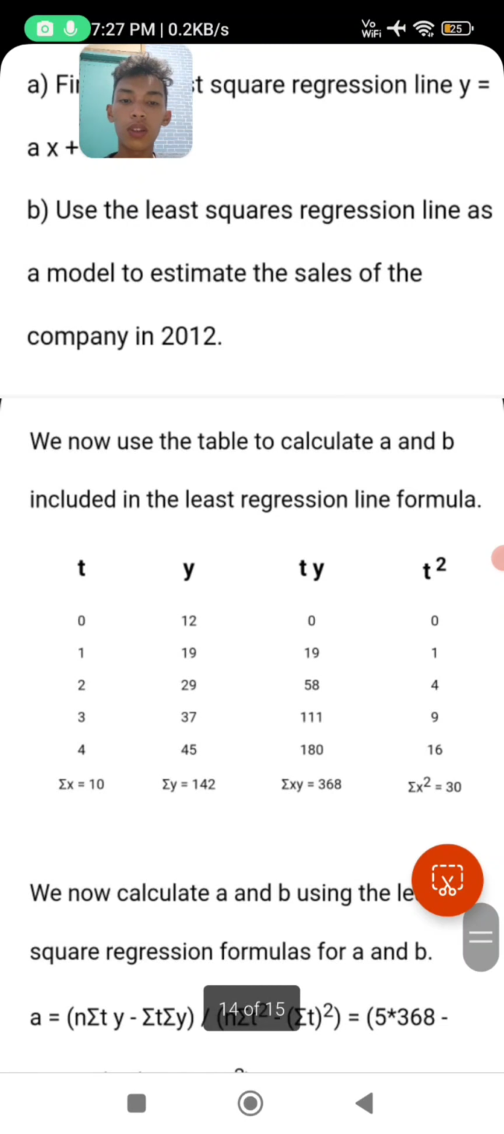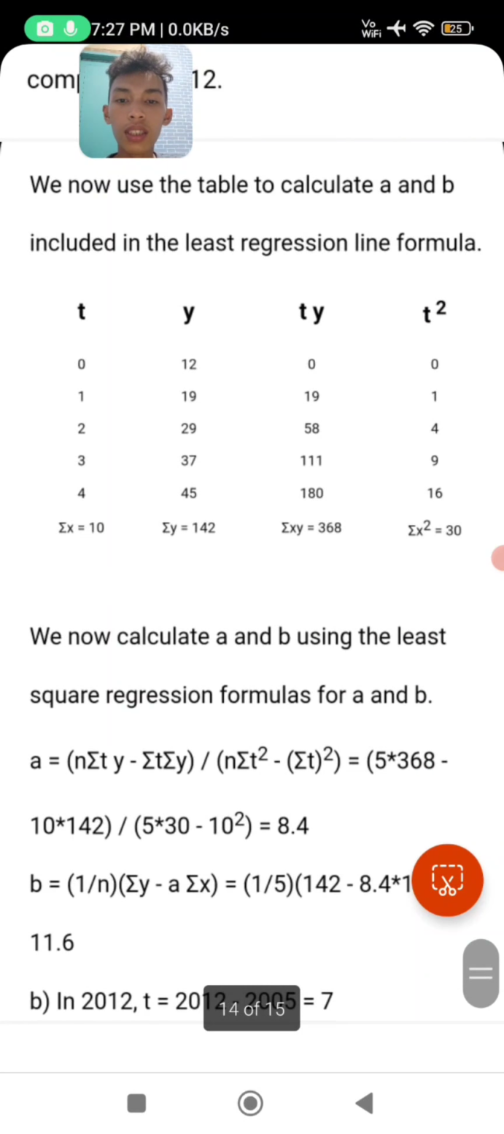We now use the table to calculate a and b in the least square regression line formula. t consists of 0, 1, 2, 3, 4. So, the sum of the t scores equals 10, and the y scores are 12, 19, 29, 37, 45. The sum of y scores equals 142, and the t times y scores are 0, 19, 58, 111, 180. The sum of t times y equals 368. The sum of t squared equals 0, 1, 4, 9, 16, a total of 30.